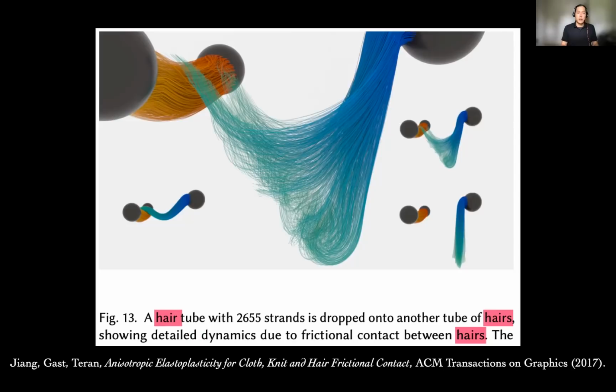Now, the really weird thing is that later on in that same paper, hair does make an appearance. So here's what they're doing. They're taking two tubes of hair and they're colliding them against each other in order to demonstrate the efficacy of their technical algorithm. And you can see it in the caption, right? They refer to this as hair.